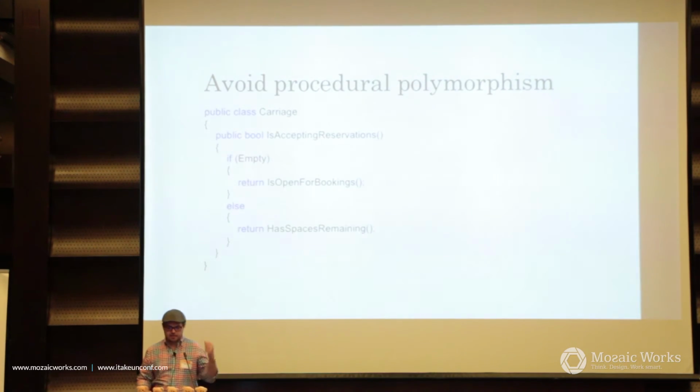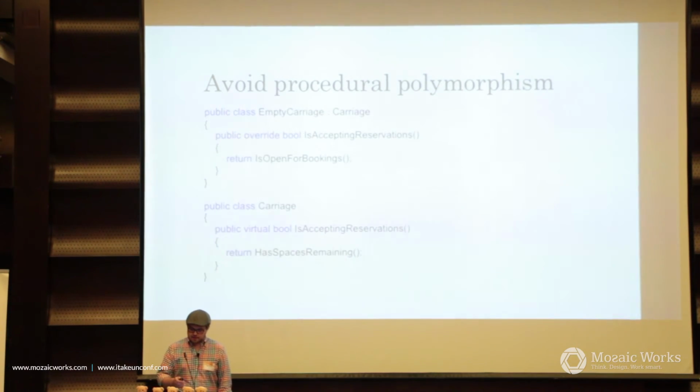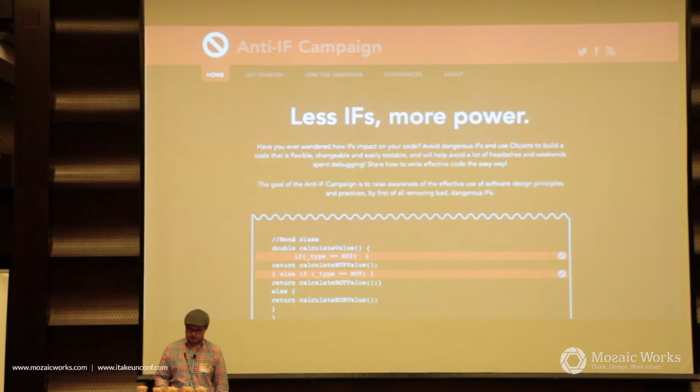And in this case, we are achieving that aim by using an if statement. But in object-oriented languages, such as C#, as we've got up here, we can use inheritance to achieve the same thing. So we have a carriage class which has some default behavior, and we have an explicit empty carriage that includes the overridden behavior.